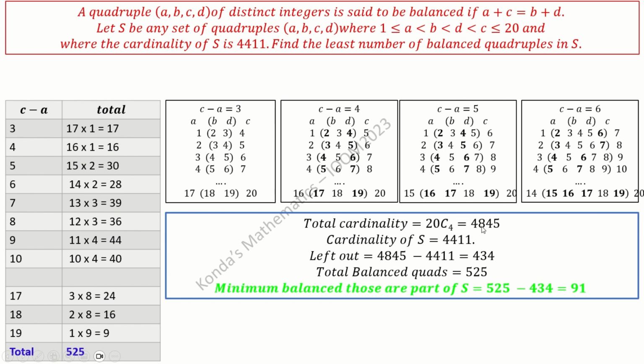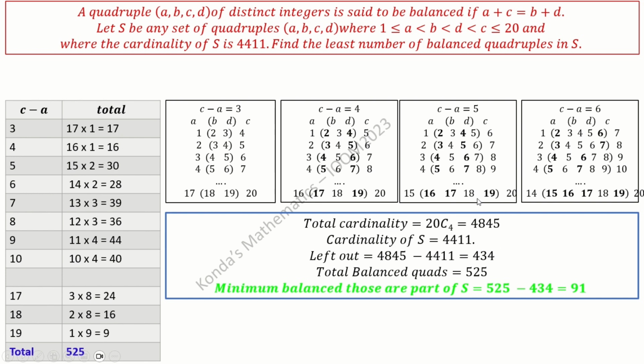Total cardinality we know is 4845. Cardinality of F is 4414. That means all are not included already. So we assume that from this 525, some are left out. How many are left out? We assume that all these 434 are left out. That's what it's trying to tell. All these 434 are left out.